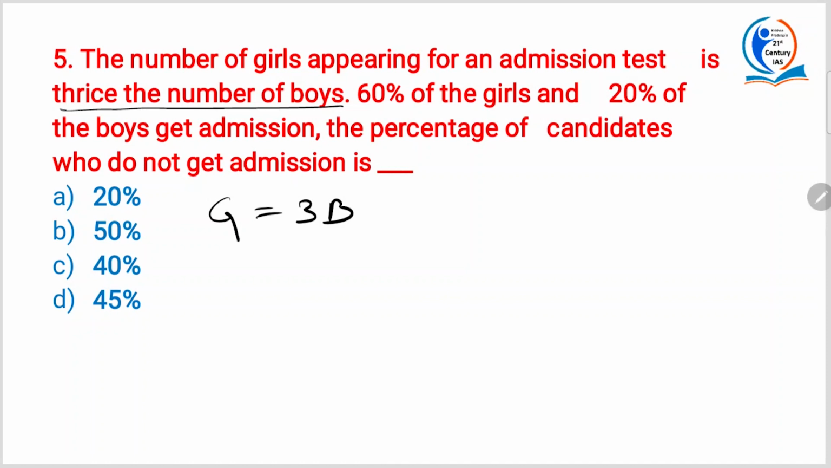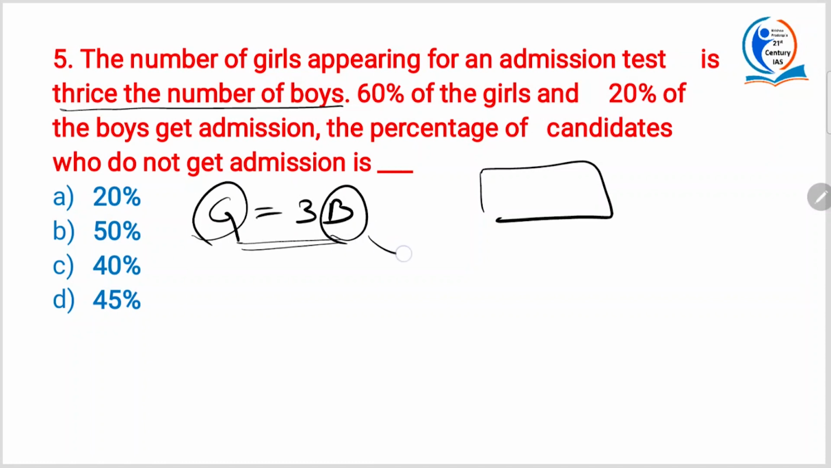Now, in such questions, you have to assume a number, and that number should satisfy this particular equation also. For easy calculation, you consider these as units. If boys is taken as a unit, say the boys' strength is 10, then the girls' strength would be 30. So the total number of boys and girls would be 40. Why am I taking 40? So that it will be easy for me to split according to this equation.